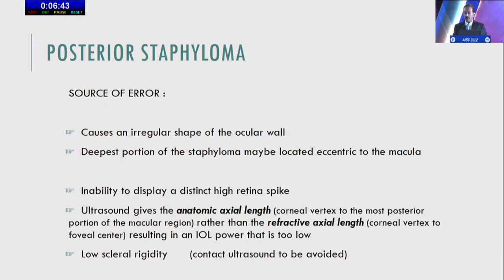When it comes to ultrasound, if it is a contact ultrasound, remember these eyes will have a low scleral rigidity and the chance of indentation is very high. There will be an inability to display a distinct high retinal spike. And these ultrasounds will give only the anatomical axial length rather than the refractive axial length, resulting in an IOL power that is going to be too low.